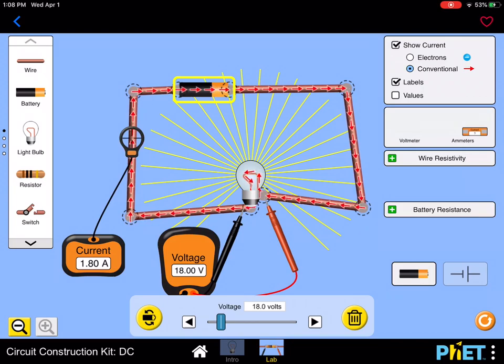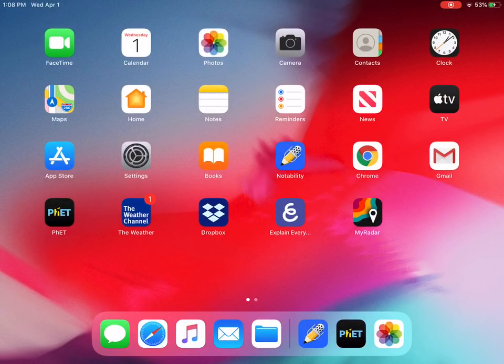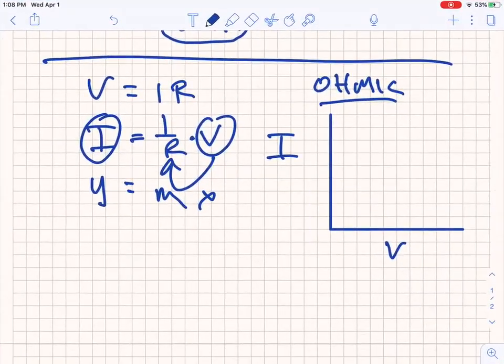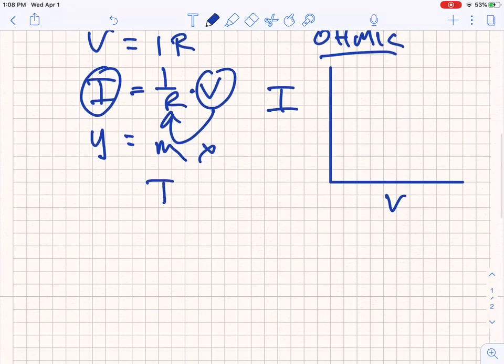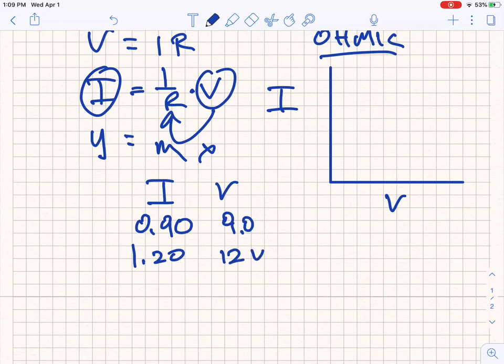So now if we look at this in terms of a graph, we had a chart, and here's the data that I collected. Here's my amperage, and here's my voltage, and I had 0.9 amps at 9 volts, 1.2 amps at 12 volts, and 1.5 amps at 15 volts.